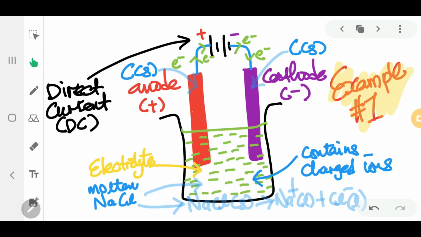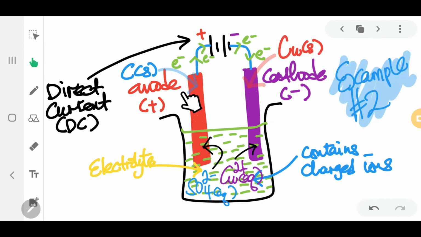In example number 1, you have solid carbon electrodes on the anode, and you can also have solid carbon electrodes on the cathode. You can use the same electrodes for the electrolytic cell, and for the electrolyte you can have molten salts such as NaCl. You have Na+ liquid and Cl- liquid inside your electrolyte; the Na+ will be attracted to the cathode, and the Cl- will be attracted to the anode.